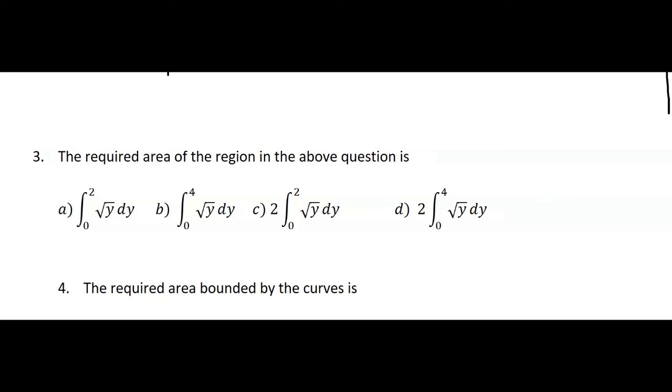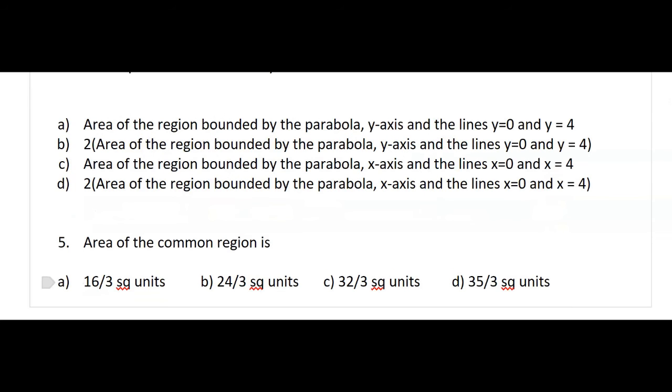The required area bounded by the curves is: A, the area of the region bounded by the parabola, y-axis and the lines y is equal to 0 and y is equal to 4. B, 2 times the area of the region bounded by the parabola, y-axis and the lines y is equal to 0 and y is equal to 4. C, area of the region bounded by the parabola, x-axis and the lines x is equal to 0 and x is equal to 4. D, 2 times the area of the region bounded by the parabola, x-axis and the lines x is equal to 0 and x is equal to 4.